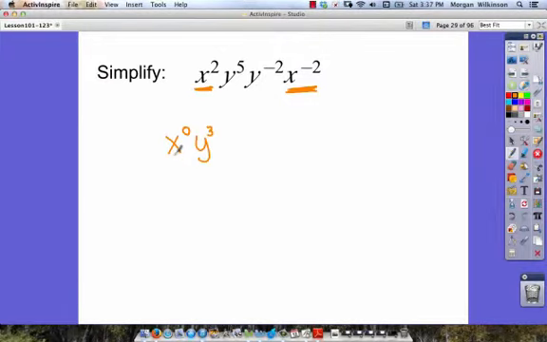But we shouldn't leave our answer with anything to the 0th power, because we know that equals 1. So we're going to get 1 times y to the 3rd power. But we don't need to ever write 1 times some number, because 1 times some number is just that number. So we're going to get y to the 3rd power. We've got our final answer. We've simplified this expression that has variables and powers to y to the 3rd.